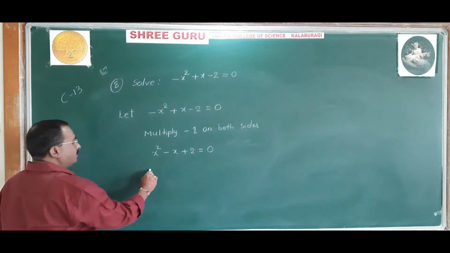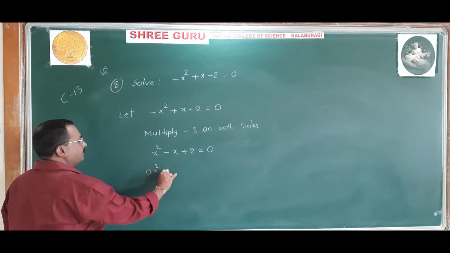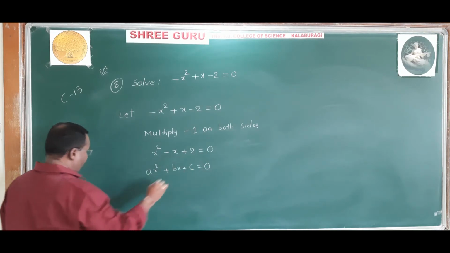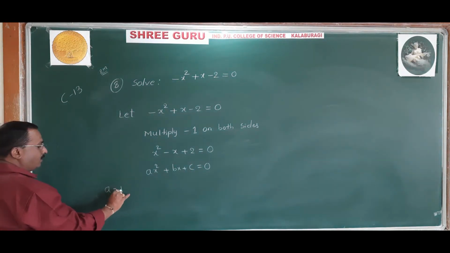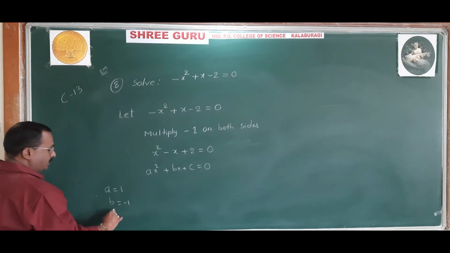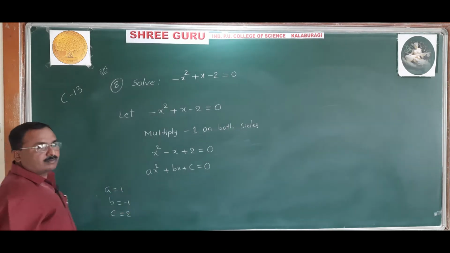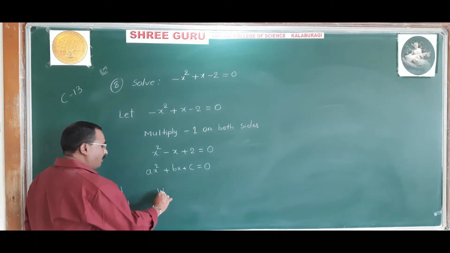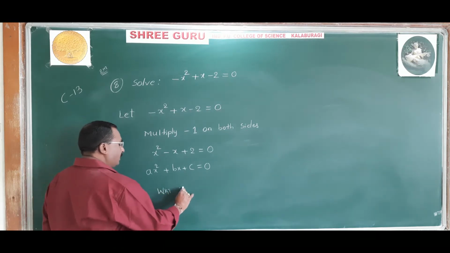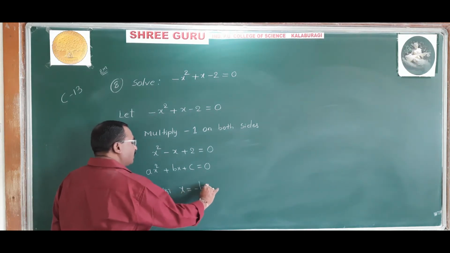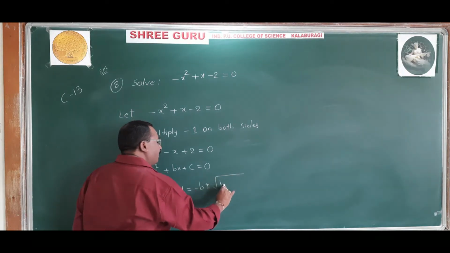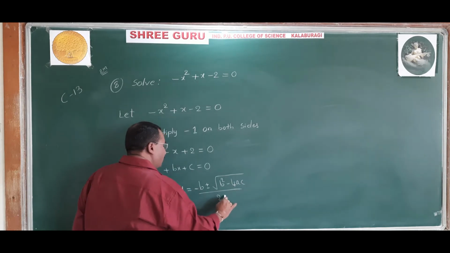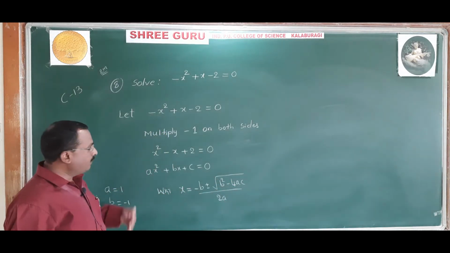This is in the form of ax square plus bx plus c is equal to 0, where a is 1, b is minus 1, c is 2. A value, b value, c value. We know the formula for the non-factorizable case: x is equal to minus b plus or minus square root of b square minus 4ac divided by 2a. Substitute a value, b value, c value.